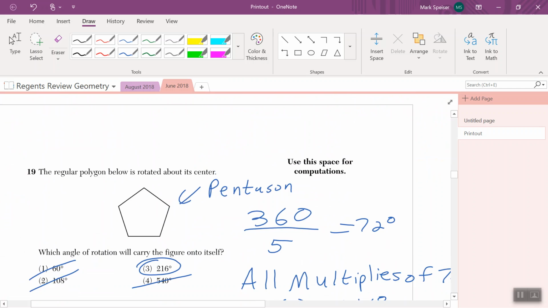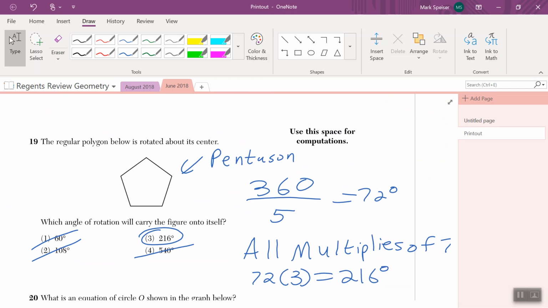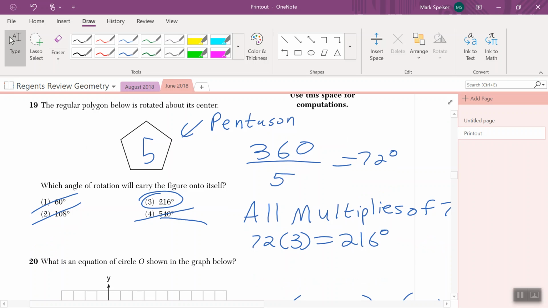The regular polygon below is rotated about its center. Which angle should carry its figure onto itself? So it's a pentagon, so it has 5 sides. You take 360 divided by 5, you get 72. Another choice is 72, so any multiple of 72 would also work. So choice 3 is a multiple of 72. 72 times 3 is 216 degrees, so it's choice number 3.